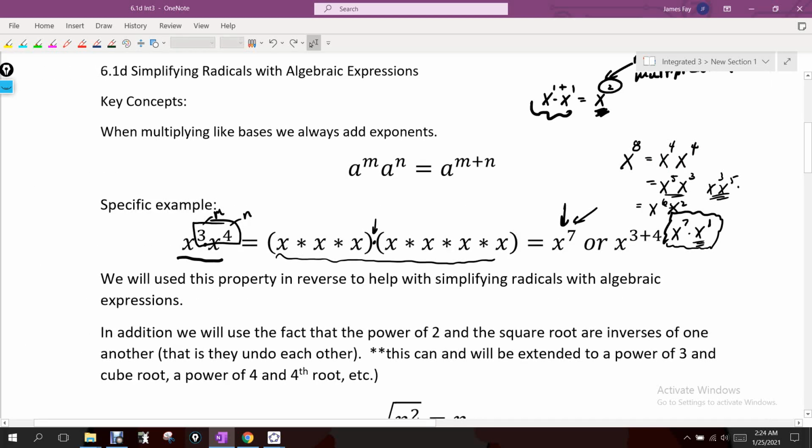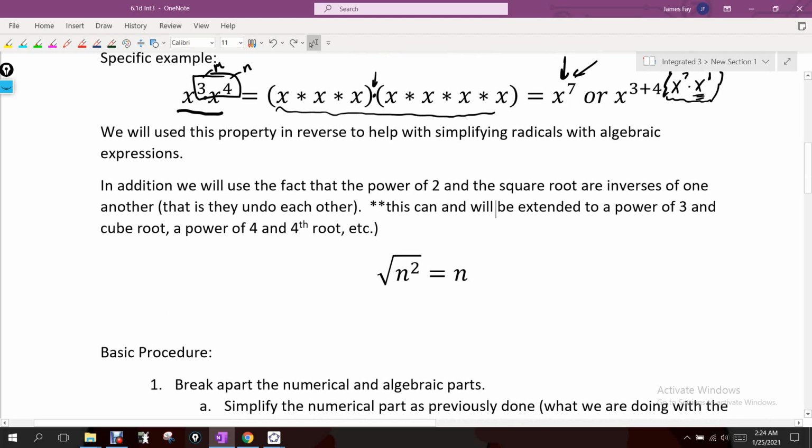It says, in addition, we'll use the fact that the power of 2 and the square root are inverses of one another. That is, they undo each other. This can be extended to a power of 3 and a cube root, power of 4 and 4th root, and so forth. But this is the rule that we've talked about in the past. One of the simplest ones we know of is the square root of 9. Why is the square root of 9 equal to 3? It's because 9 can be written as 3 squared, and then the square root and the power of 2 cancel each other out, and that just leaves me with 3.